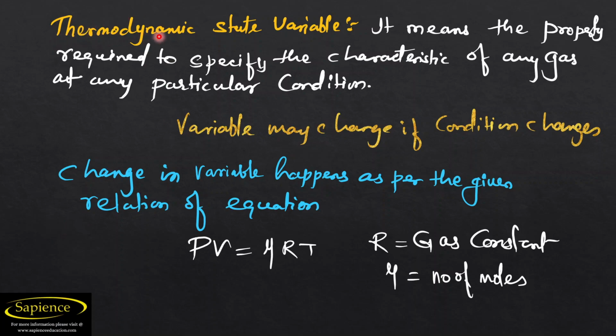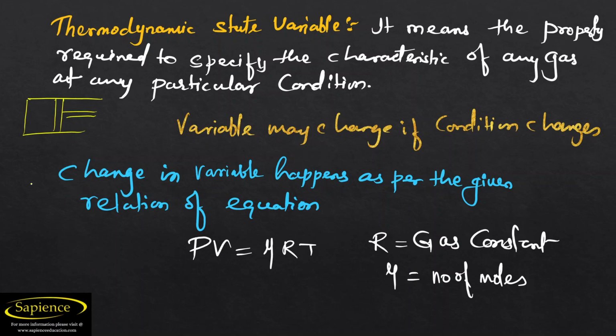Now, a thermodynamic state variable means the property required to specify the characteristics of any gas at a particular condition. So this is the proper definition. If you want, then you can state it like this: it means the property required to specify the characteristics of any gas at any particular condition. So how will you say what the condition of the gas is?